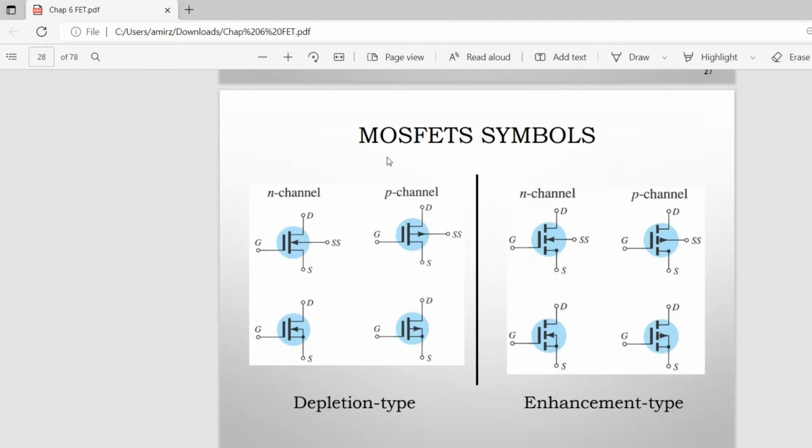This is the symbol for the MOSFET, depletion type, N channel and P channel. You can see the difference, the arrow. Once is going in and once is going out.